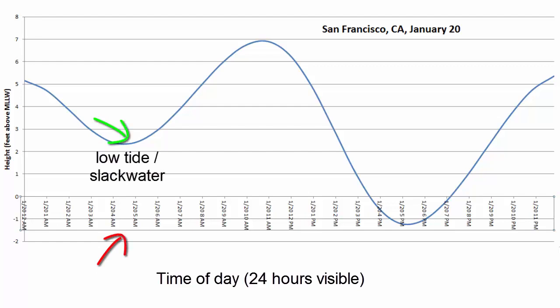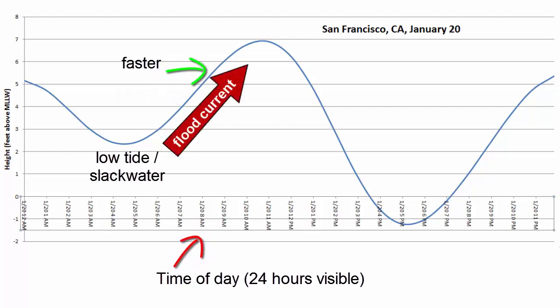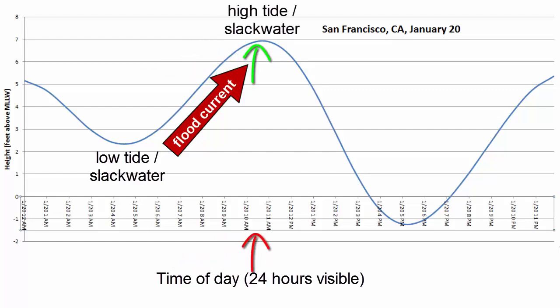you would be experiencing a low tide, during which water would be neither rising nor falling. We call this slack water. After low tide, sea level would rise slowly at first, and then faster and faster. Water is flooding the land. We call this moving water a flood current. It slows down its advance as 11 a.m. approaches. At 11 a.m., it has reached another still point, or slack water, and we are now experiencing high tide.